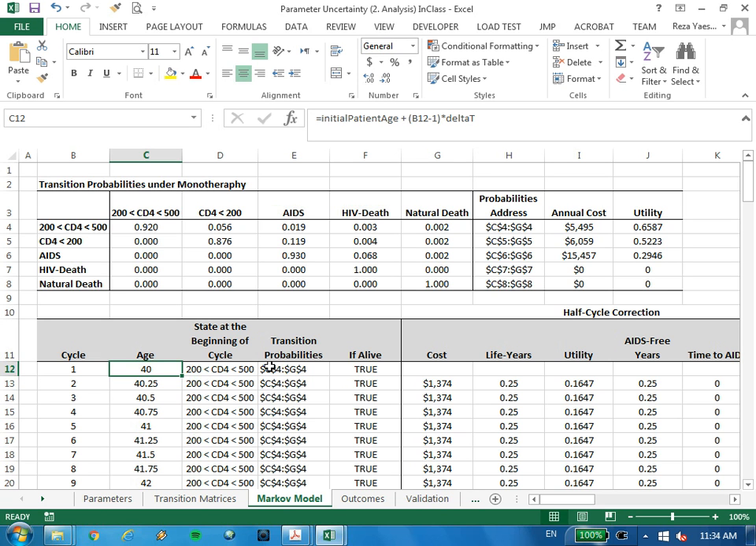Okay, so this paper, is it a modeling paper or just a clinical paper? Is it a clinical paper?